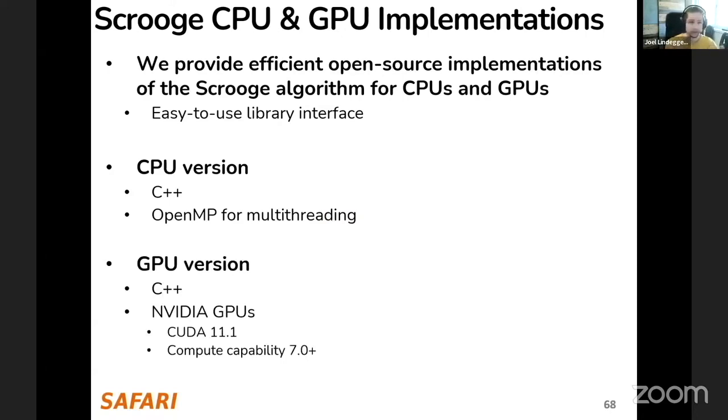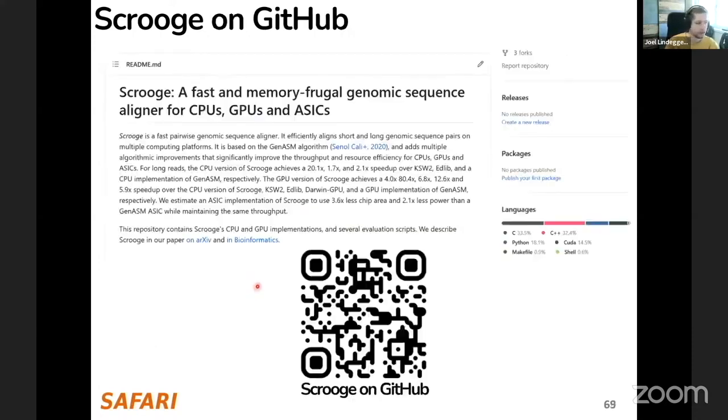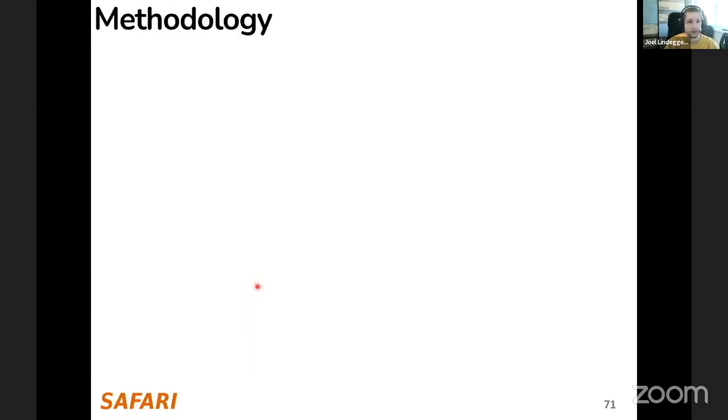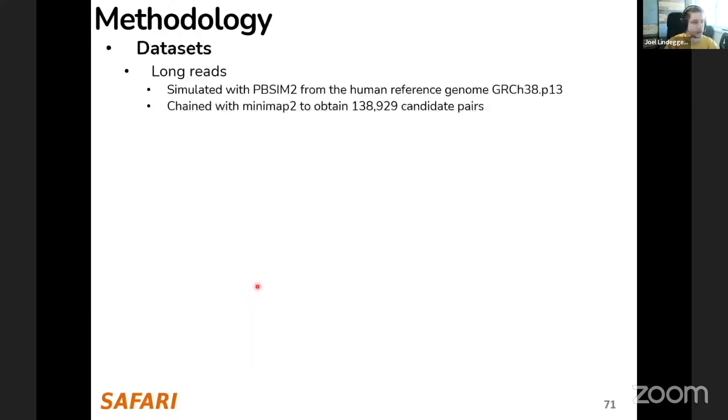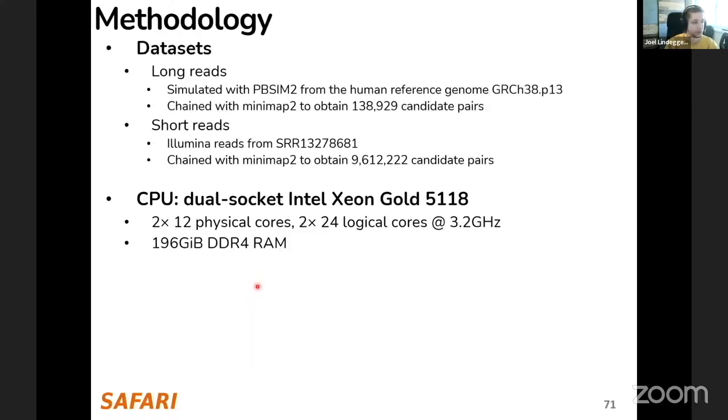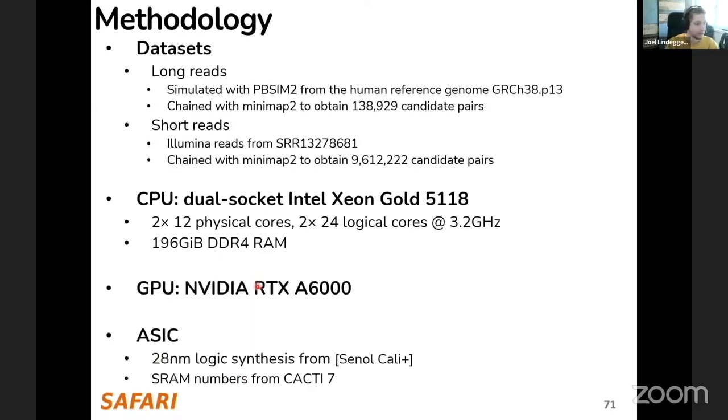This should be really easy to use library interfaces. Our GPU version targets NVIDIA GPUs for reasonably recent compute capability. So yeah, it's all available over here. And of course, we evaluate our implementations quite comprehensively. We simulate some long reads, we get real short read data, and we evaluate on these recent CPU and GPU architectures, and we also do an ASIC evaluation based on prior logic synthesis.